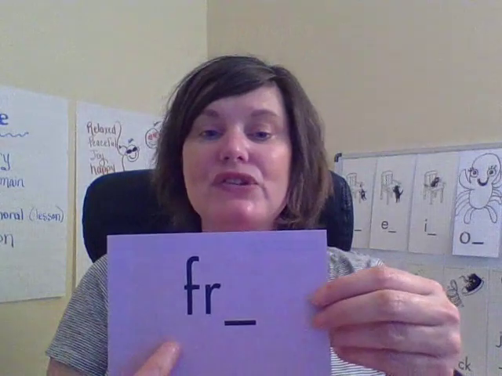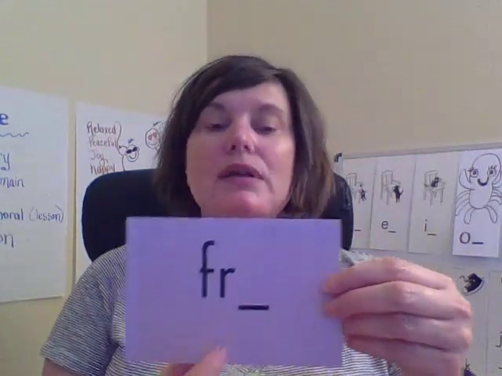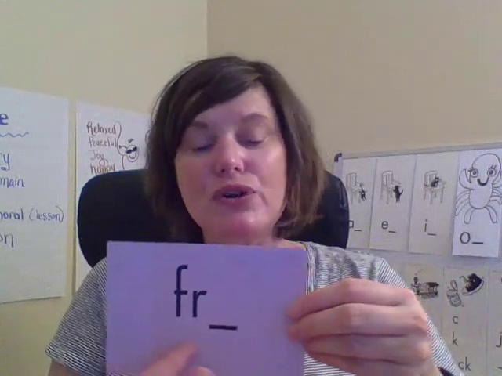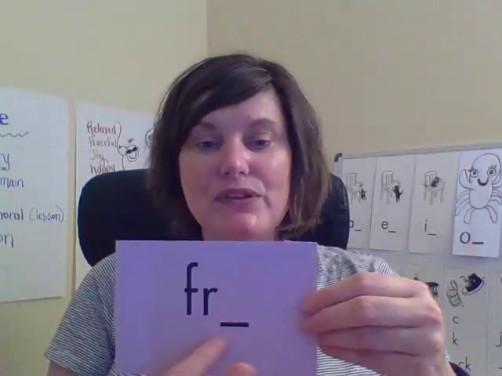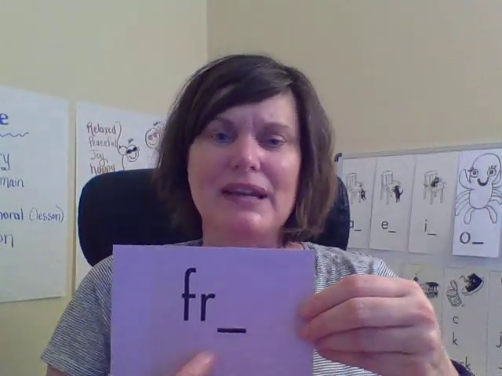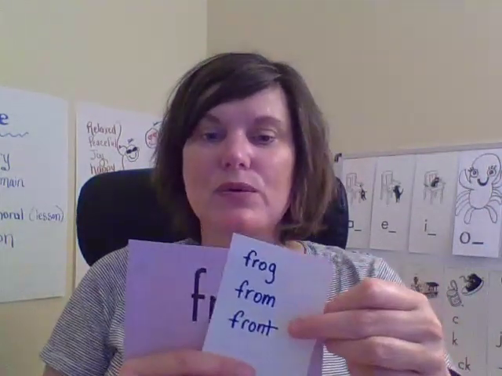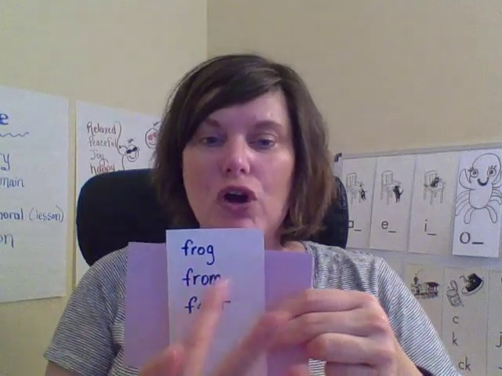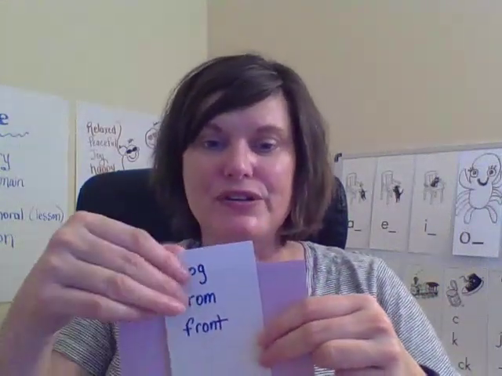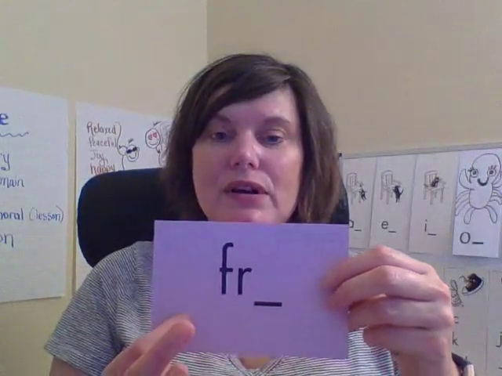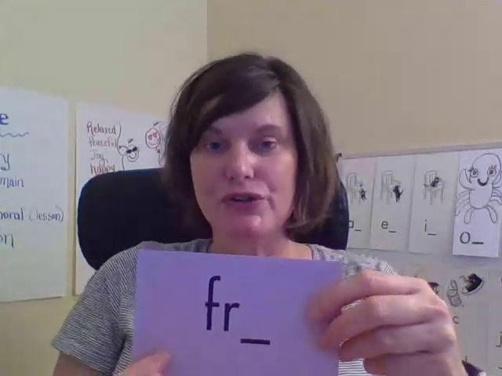The next sound is fr. And those are both continuous sounds as well. You're not going to see this at the end of a word. That's why we've got a line here representing there would be some letters to follow this. Kind of like in the words frog, from, front. So this says fr. Together, fr. Your turn. Very good. Okay.